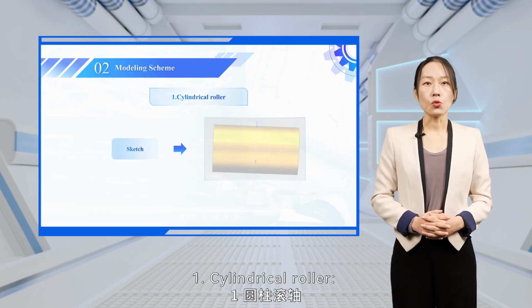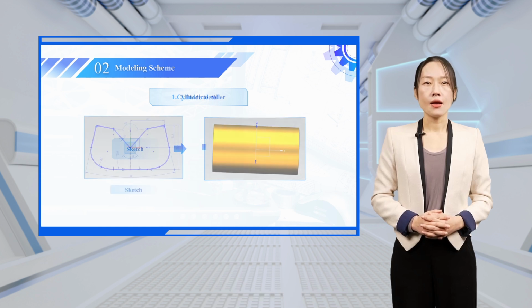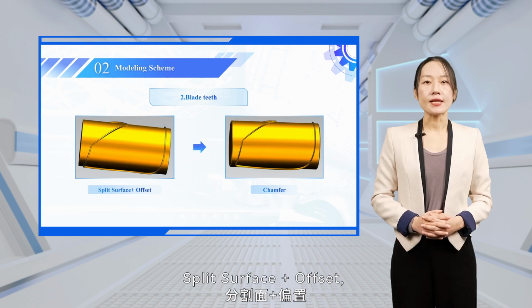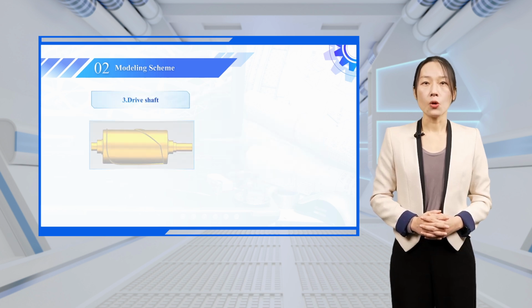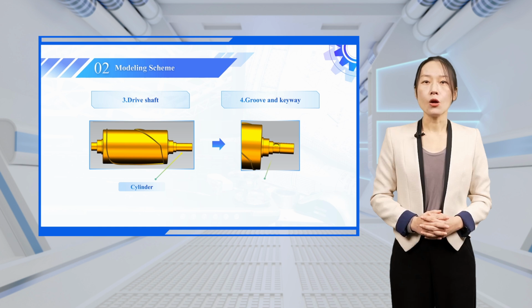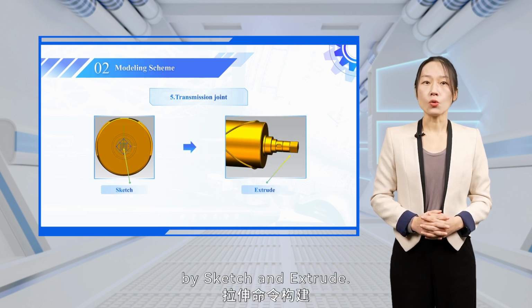1. Cylindrical roller. Constructed by cylinder. 2. Blade teeth. Constructed by sketch, wrap curve, split surface plus offset, and chamfer. 3. Drive shaft. Constructed by cylinder. 4. Groove and keyway. Constructed by keyway. 5. Transmission joint. Constructed by sketch and extrude.